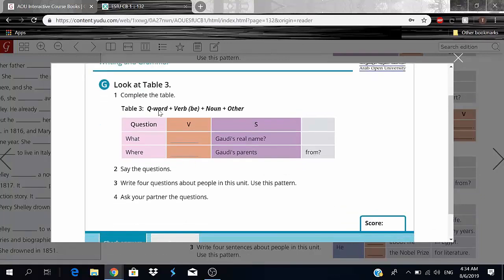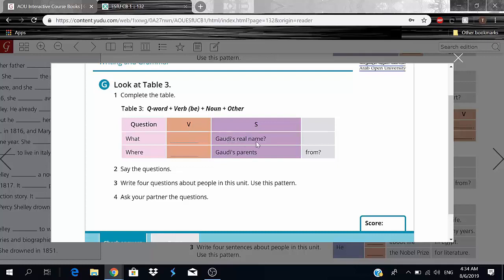Give it a second. Here we go. Now we're asking a question, but the question starts with a question word. So what, where, how. You get the idea? And then we want a verb to be, and then other information. Now leave this for a second and read the rest of the information.